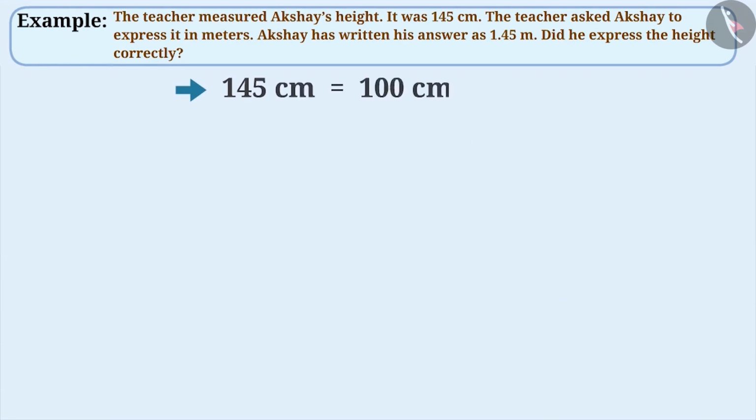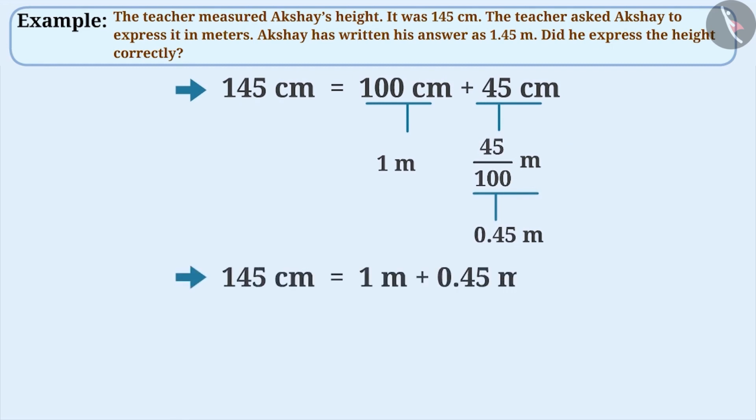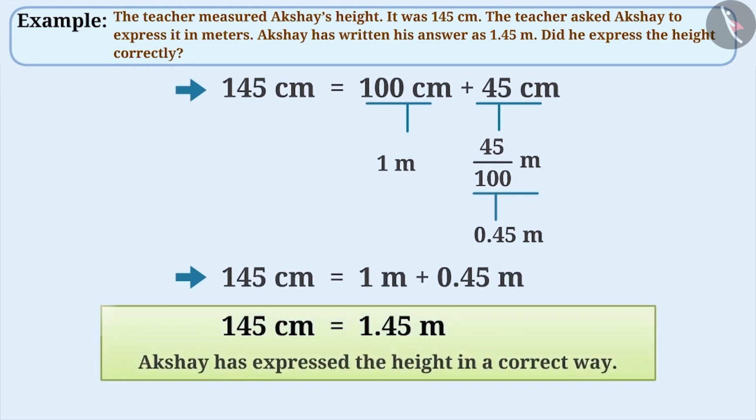145 centimeter is equal to 100 centimeter plus 45 centimeter. Since 100 centimeters equal to 1 meter and 45 centimeters equal to 45 by 100 meters, that is 0.45 meter. Therefore, 145 centimeter is equal to 1 meter plus 0.45 meter, that is 1.45 meter. This way, Akshay has expressed the height in the correct way.